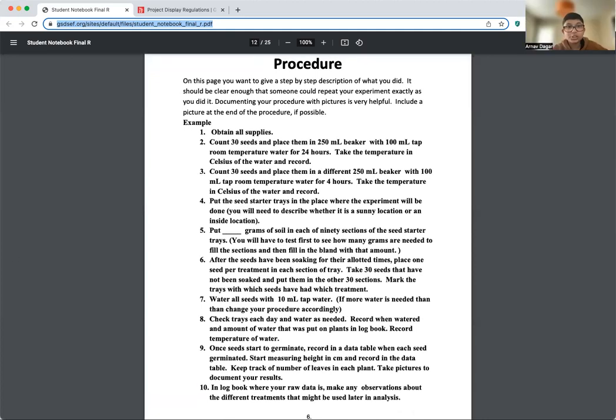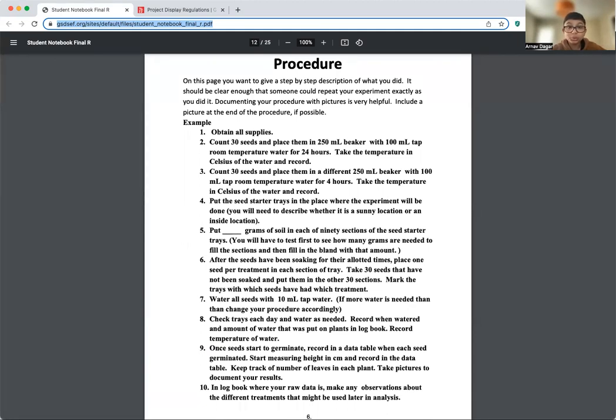All right, so next we have the procedure. So the procedure is a step-by-step description of how you did your project. It's recommended that you have some pictures. You also want to have some details so that if someone else decides they want to try out your project, they should be able to reproduce it perfectly.